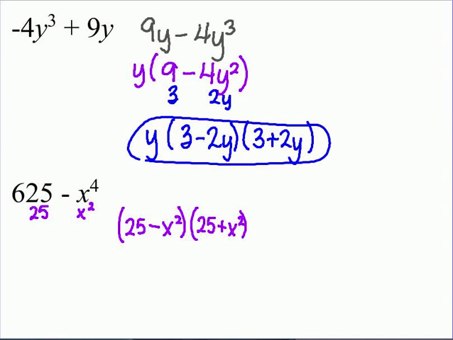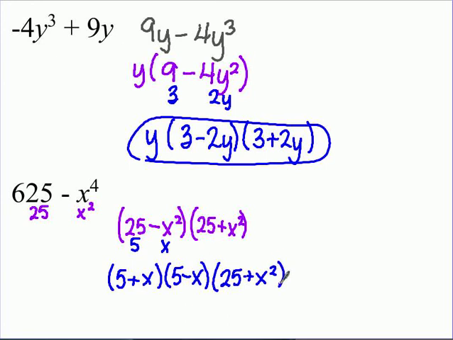Okay, what is squared to give me 25? 5. X squared? X. Now, do I do anything with this one right here? No. Why not? Because it's addition. We only mess with the subtraction. This first bunch, I'll get 5 plus x, 5 minus x, correct? And that takes care of the 25 minus x squared. What do I now need to add to my answer? 25 plus x squared. Well, why do you leave 25 plus x squared? Because it's addition, it's not the difference of two squares.